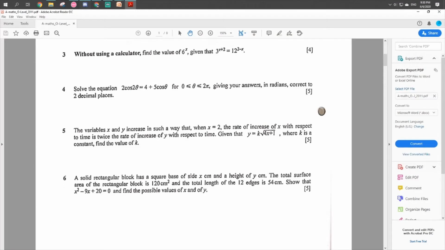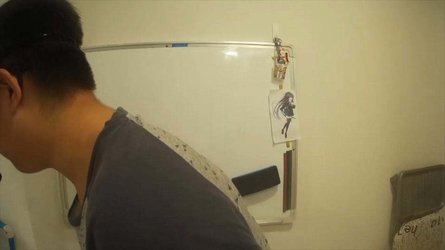Question 6. A solid rectangular block has a square base of side x cm and a height of y cm. The total surface area of the rectangular block is 120 square centimeters and the total length of the 12 edges is 54 centimeters. Show that x squared minus 9x plus 20 is equal to 0 and find the possible values of x and of y.